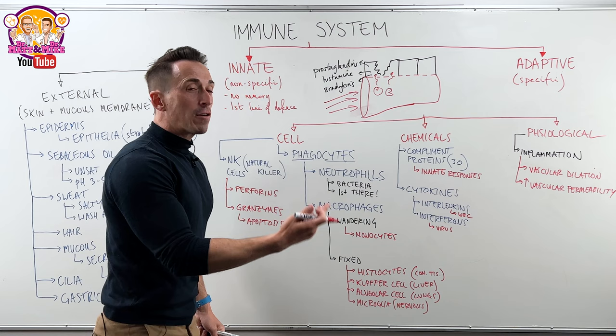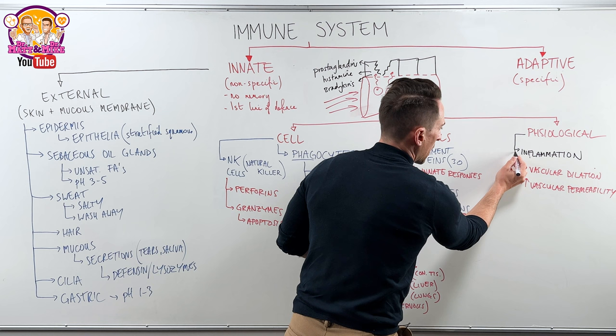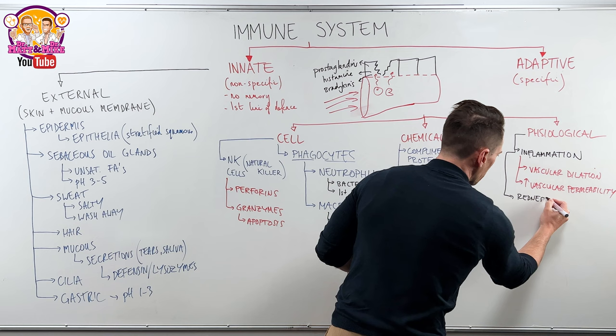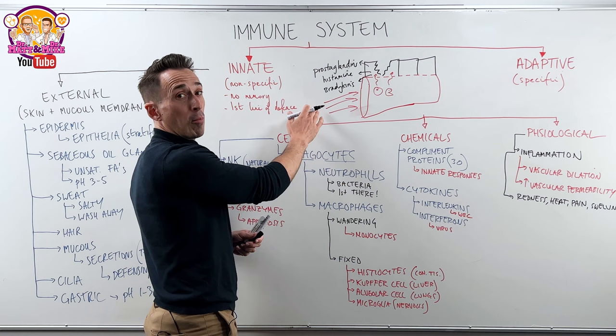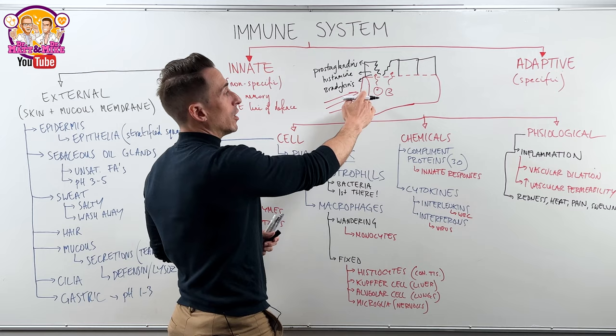Every time you get inflammation, what do you always find associated with inflammation? Called the cardinal signs of inflammation. You get redness, heat, pain, and swelling. Redness, because more blood is going to the area. Heat, because blood carries the heat of the body to that area.